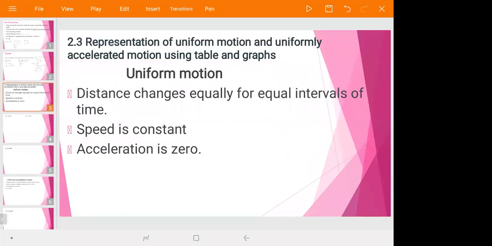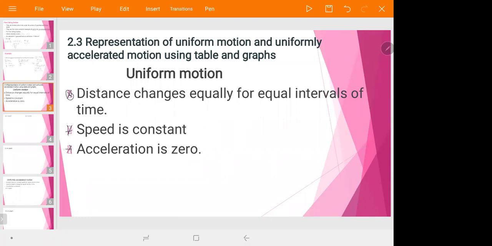The other point, representation of uniform motion and the uniformly accelerated motion using table and the graphs. In our previous time, if you remember, we have seen some of this motion using table and some graphs. For example, in uniform motion, distance changes equally for equal interval of time, and speed is constant and the acceleration is 0. We have seen this one in our previous time, okay?